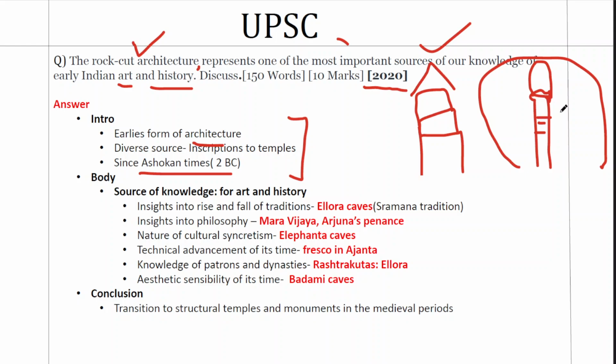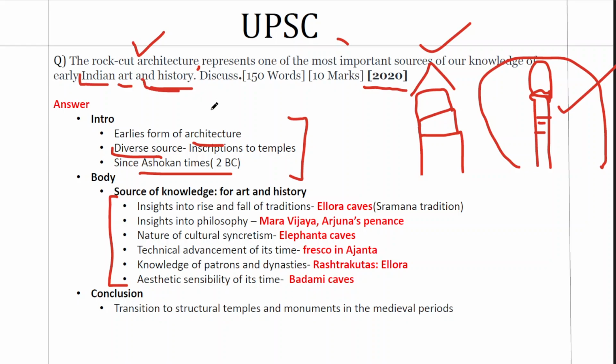From this, they started developing rock-cut temples like the Shiva temple in Ellora cave. Then it became structural temples, and gradually modern architecture began to evolve. So we'll trace it back to Ashokan times, and say that it is an earliest form of architecture. We'll also say that it is a very diverse source, starting from inscriptions like this to temples like the Shiva temple.